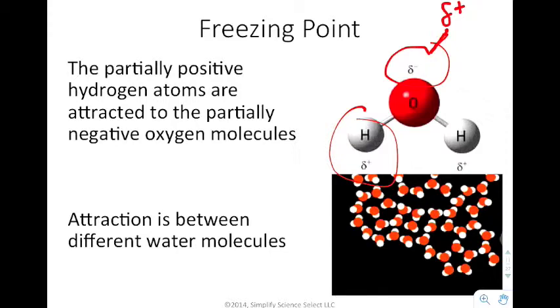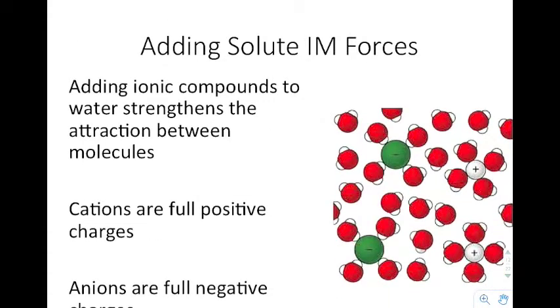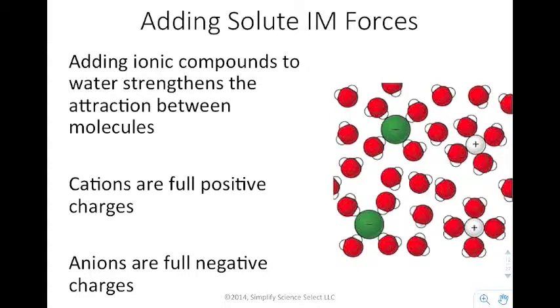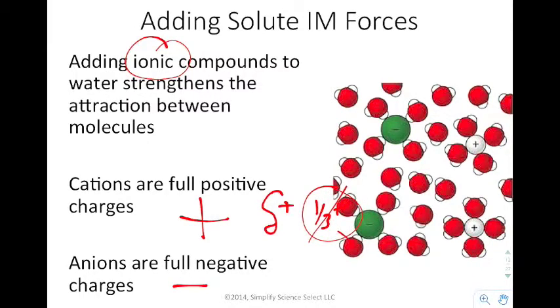Now, when you add solute to it, okay, what you're doing is you're adding an ionic compound. The ionic compound consists of cations and anions, which have a full positive and a full negative charge. It's not a partial positive. It's not a fraction. It's not like 1/3 of a positive charge. That's not what it is anymore. Now it's considered to be a full positive charge and a full negative charge. So what happens is the water molecules are very, very attracted to these cations and anions.